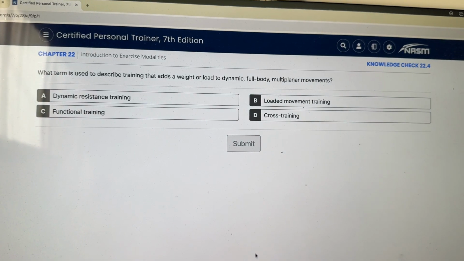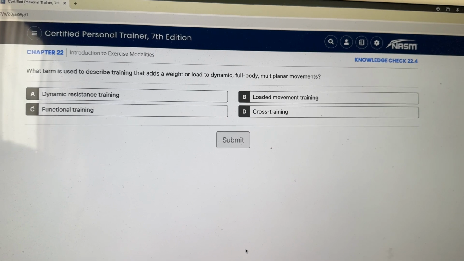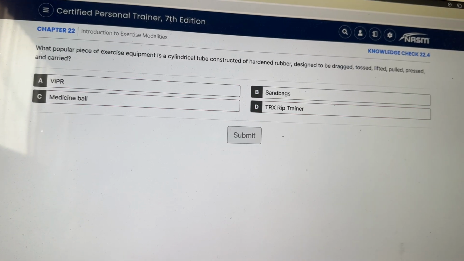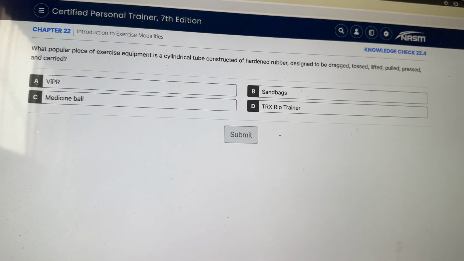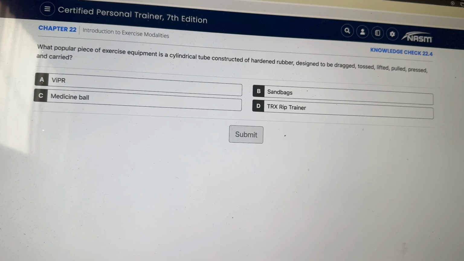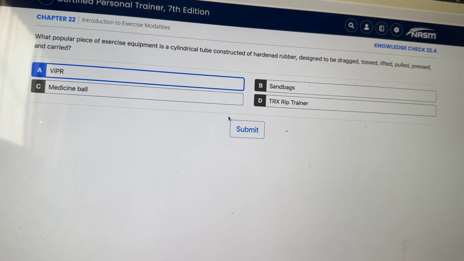All right, chapter 22, lesson 4, sandbags. 5:48, 3 pages. See you guys in like another 15 minutes. I'll be back. All right, guys, chapter 22, lesson 4 is done. 5:53, only 2 questions. Here we go. What term is used to describe training that adds a weight to a dynamic full body multiplanar movements? Dynamic resistance training. What popular piece of exercise equipment is a cylindrical tube constructed of hardened rubber designed to be dragged, tossed, lifted, pulled, pressed, and carried? I think it's this one.